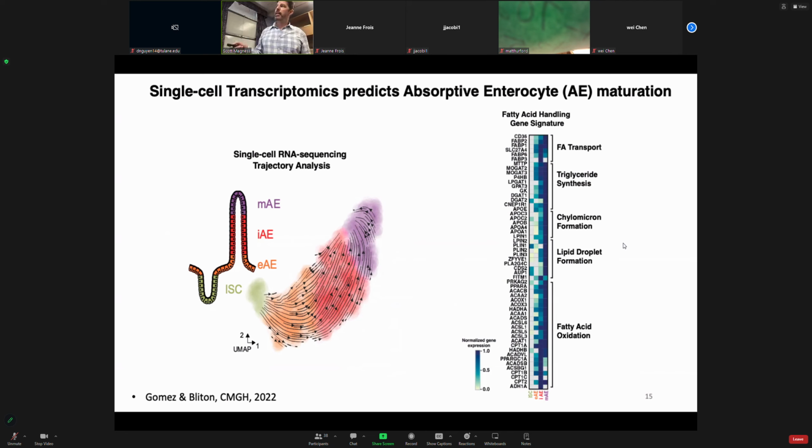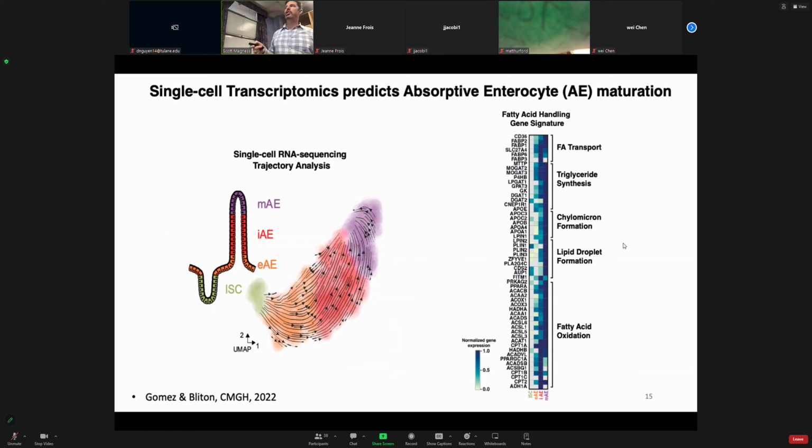One of the concepts that had been coming out in the literature at the time is that the absorptive enterocytes, the main cell type of the gut doing the job of absorbing nutrients, are not all the same. They're not all created equal; there's actually a maturation of these cells from the stem cell. If you look on the left-hand side, moving up the villus axis from the bottom to the top where it's purple, they undergo a maturation. E stands for early absorptive enterocyte, I is intermediate absorptive enterocyte, and M is mature.